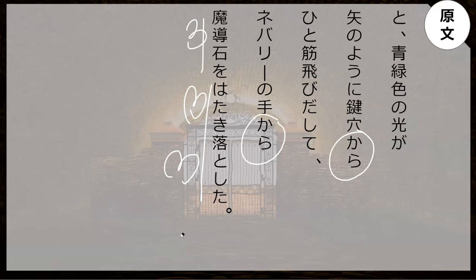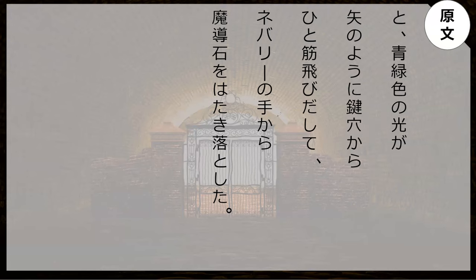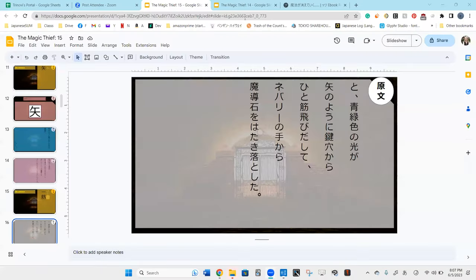Does the magic come from Neburi's hand? No, it came from the keyhole. Yes, the light came from the keyhole. So what came from Neburi's hand? The madoseki. Perfect. So in other words, the light slapped the magical stone out of Neburi's hand. So whatever reason we'd use the word out here, I would say more out from Neburi's hand. Right. Perfect. And that is where we're going to stop it here. So Neburi had a little accident with his magic.